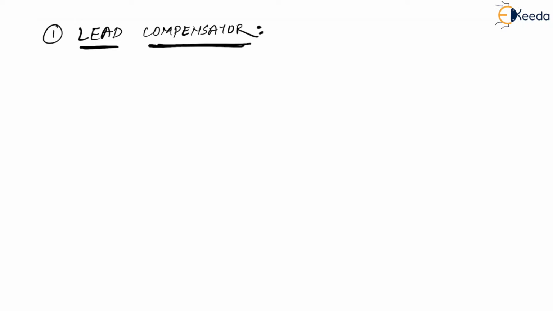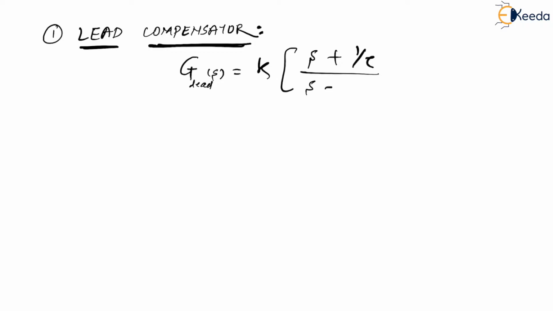So the first type is the lead compensator. Why is it called lead compensator? We will understand it. Before that, let me write down the transfer function of this particular compensator. The transfer function given is G lead of S, which is K times (S plus 1 by tau) upon (S plus 1 by alpha tau), where K is any constant gain. No problem.